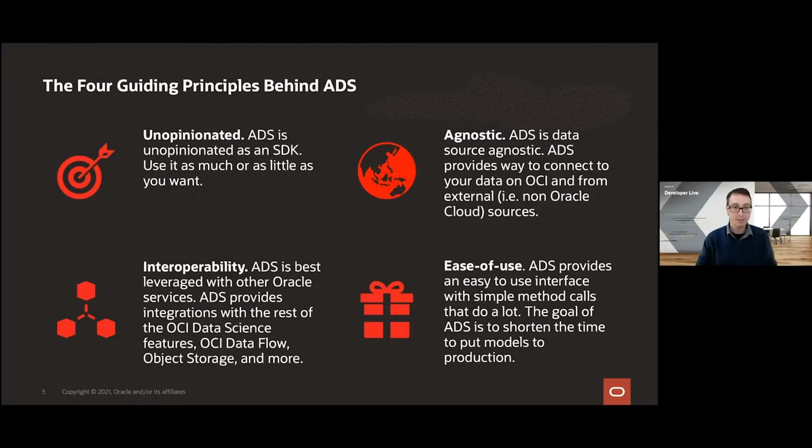Interoperability is perhaps one of the key aspects of ADS, and ADS is often best leveraged when you use multiple services on OCI, because ADS wraps the APIs of these services into a nice, easy to use Python module. So if you're using Dataflow, for example, the serverless Spark service, object storage, function, or even streaming, you'll get value in using ADS as well. But really here, the key is that ADS is easy to use. We made this interface intuitive, simple, and any method calls will actually do a lot in the background for you. So really the goal here is to shorten the time to put your models into production.